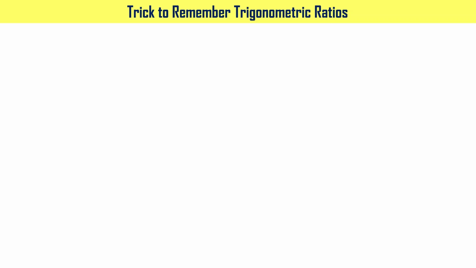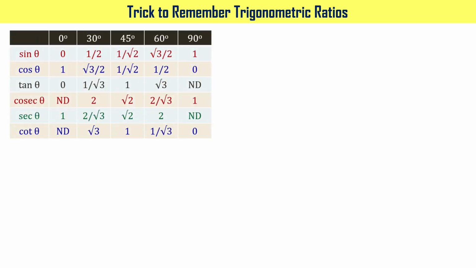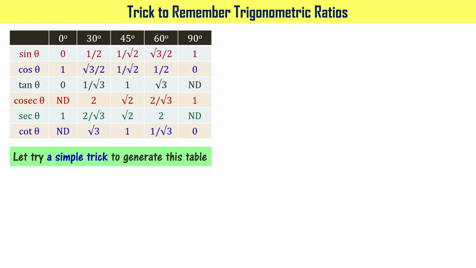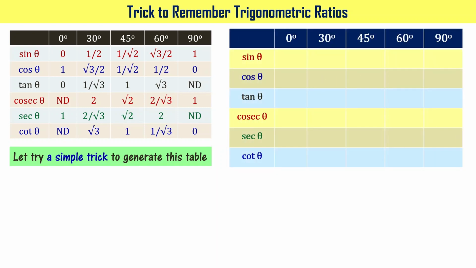Let's now learn about a trick to remember trigonometric ratios. We have seen this table earlier, right? Let's try a simple trick to generate this table. You don't need to remember anything. Just learn 2-3 things that we do here so that you can write this table without much pain. Let's write the empty table like that. 0 degrees, 30 degrees, 45 degrees, 60 degrees, 90 degrees, sin theta, cos theta, tan theta, cosec theta, sec theta and cot theta, right?